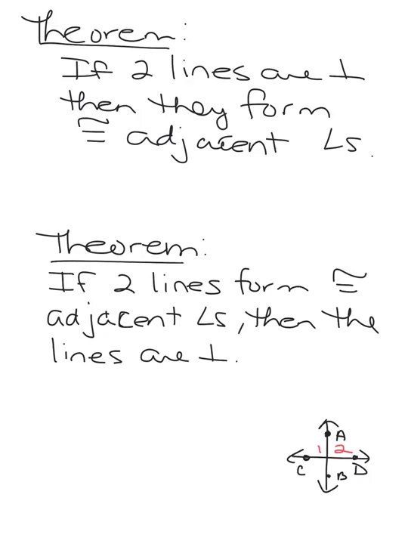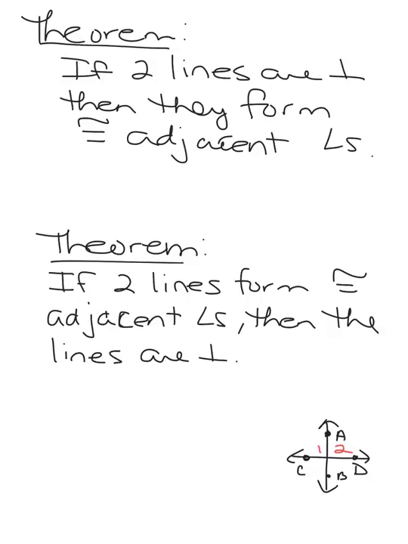Looking at the theorems, here are two theorems that are actually the converse of one another. The first one says if two lines are perpendicular, then they form congruent adjacent angles. And the other theorem says the converse. If two lines form congruent adjacent angles, then the lines are perpendicular. So in looking at our little graph below, let's do some examples.